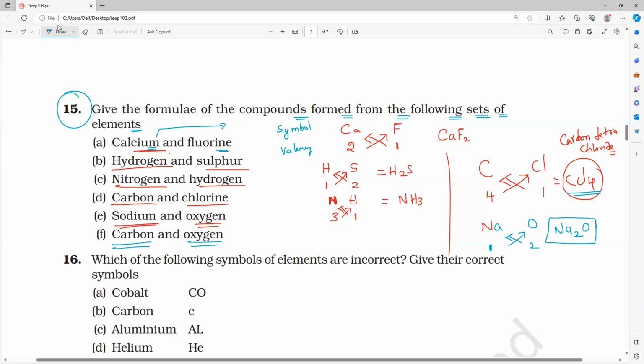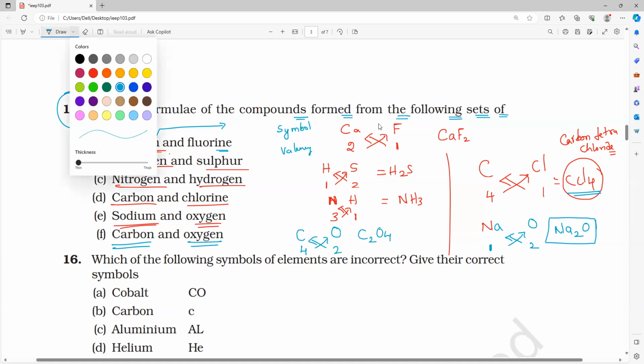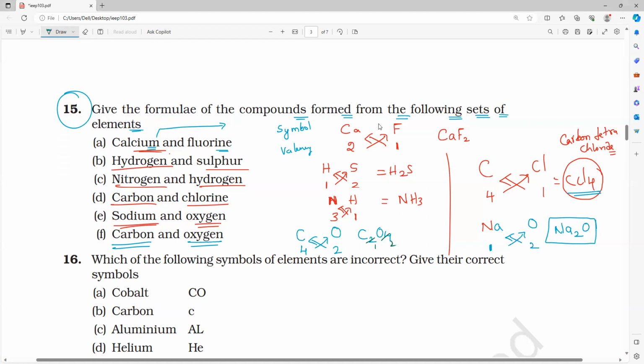Next, carbon and oxygen. Kishore, carbon symbol? C. Oxygen symbol, O. Carbon valency 4. Oxygen valency 2. So if you exchange it, C2O4. But both are even numbers. What do we have to do in the next step? We have to simplify it. So 2 ones are 2, 2 twos are 4. So what is the formula? Everybody. CO2. Very good. Up to here you have to do it.